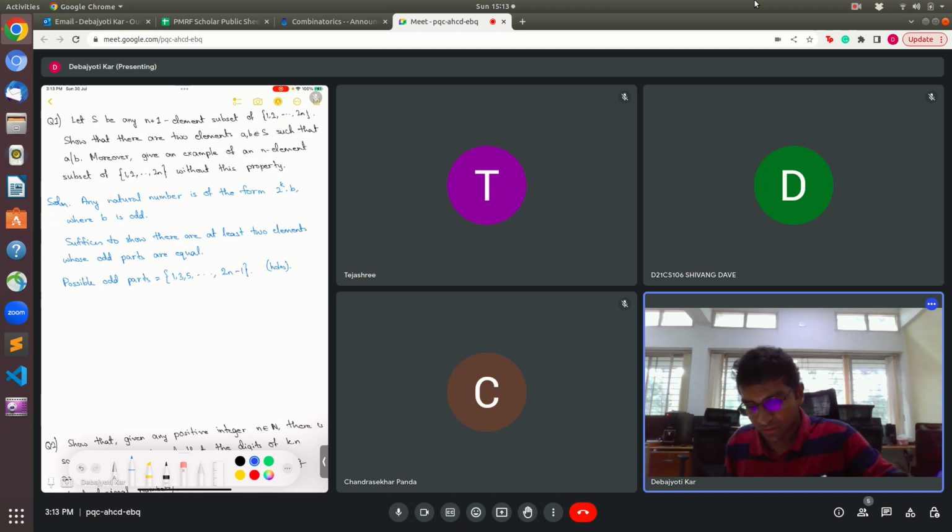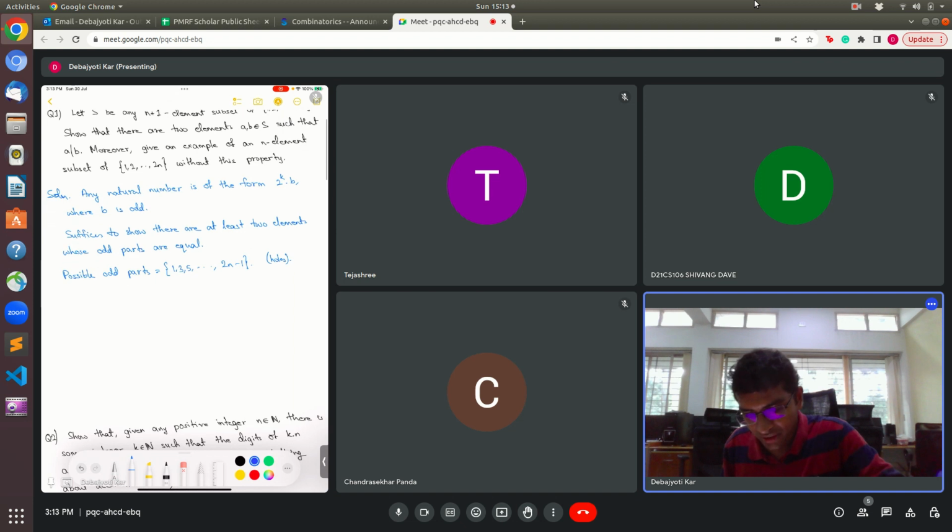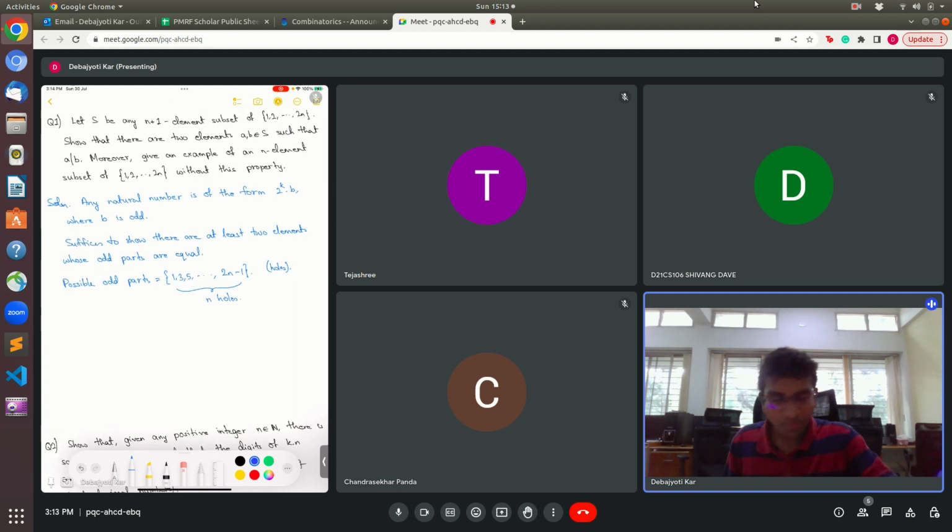right? And so how many such numbers are there? There are n such numbers, so n holes. Okay, so now we have picked n plus 1 elements. These are our pigeons, and now there are n holes, which means there must exist two numbers whose odd parts are equal, and so we are done.